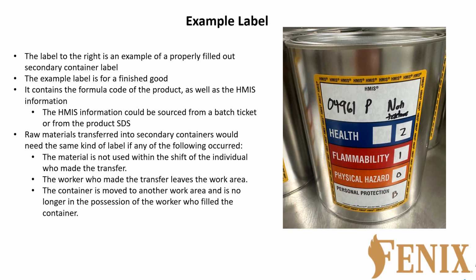Raw materials transferred into secondary containers would need the same kind of label if any of the following occurred: the material is not used within the shift of the individual who made the transfer, the worker who made the transfer leaves the work area, the container is moved to another work area and is no longer in the possession of the worker who filled the container.